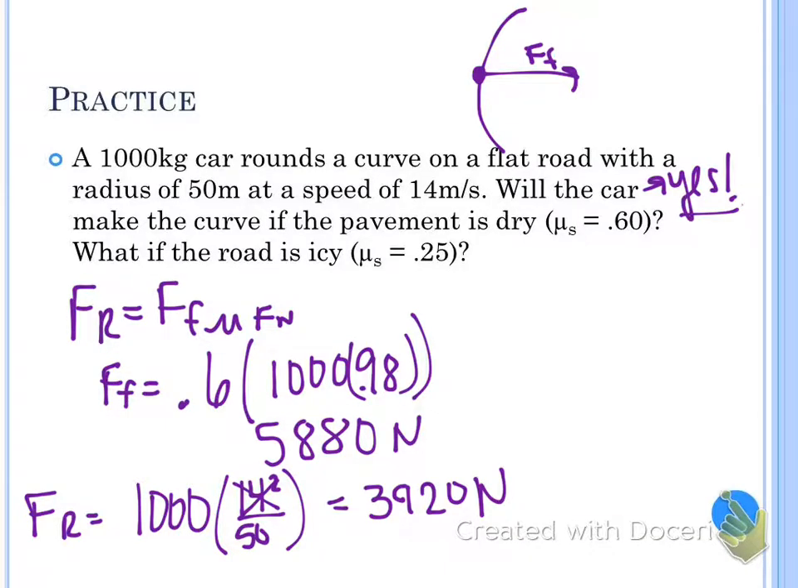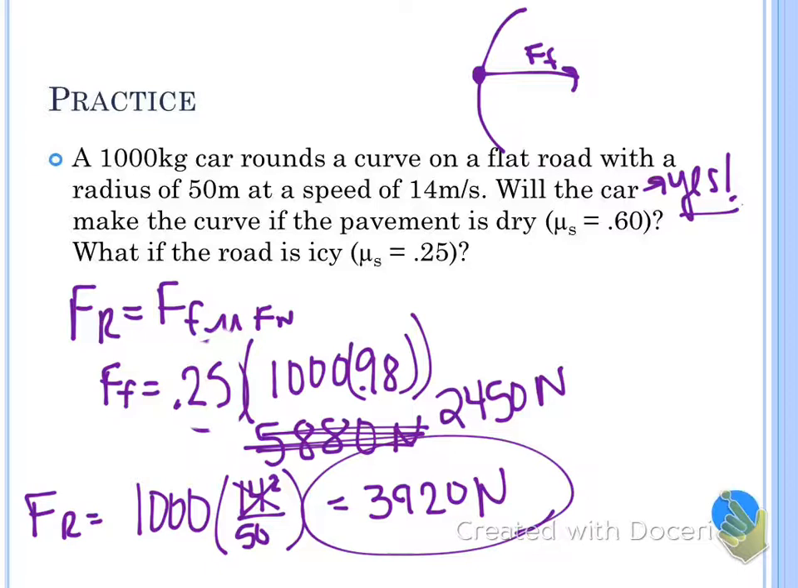Second way is, what if the road is icy? The only thing that changes for us here is the coefficient of friction. So instead of 0.6, it's 0.25. Which means our frictional force is 2450 newtons. Our centripetal force doesn't change because we're still going 14 meters per second. Right? So will we make it if it's icy? No. Does that make sense when I said you could solve for the speed too?